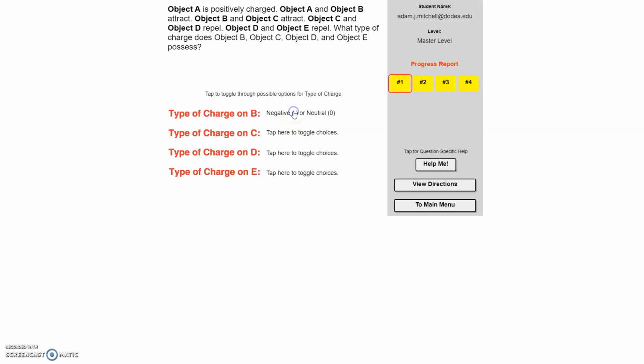B is either, oops, I missed it, negative or neutral, we said. C is either positive or negative. D is either positive or negative. And E is either positive or negative. And then we can go ahead and check our answers.